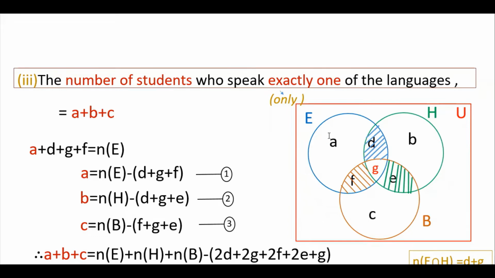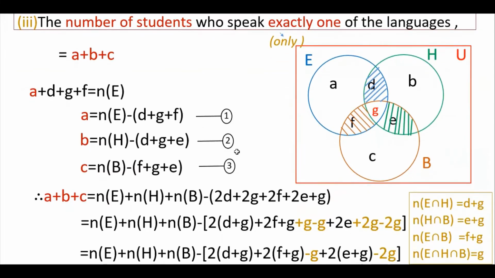So you know n of E is A plus D plus G plus F. So A plus D plus G plus F is equal to n of E. From this, A is equal to n of E minus D plus G plus F. That means from n of E you have to subtract these three values. That is A. And B, n of H minus, you have to subtract these three values. So write D plus G plus E. C is equal to n of B, this one full, minus F plus G plus E. These three values you have to subtract. So you have to write first one, this is second one, and this is third one.